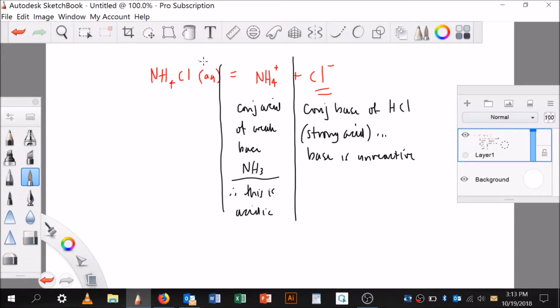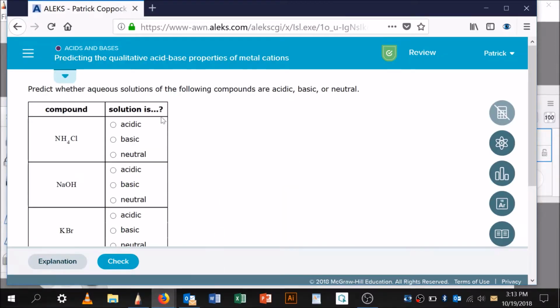So again, in review, what I did was I took my ammonium chloride, I divided it up into its two ions, and I considered them each separately. This is the conjugate base of HCl, which is a strong acid, and so consequently this chloride is unreactive, and it's essentially not going to take any part here. But this is an acid. I know, because it's the conjugate acid of a weak base, ammonia. All right, so let's go back over here, and let's say that's acidic.